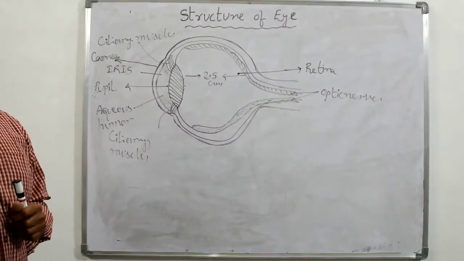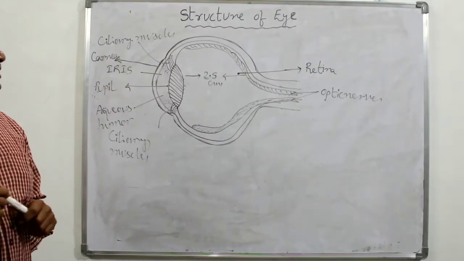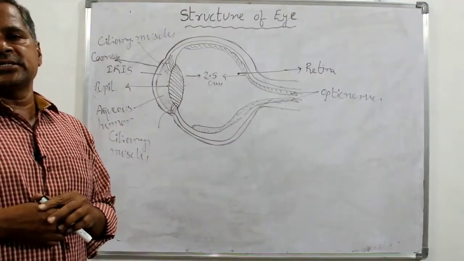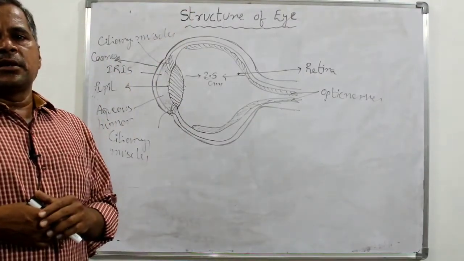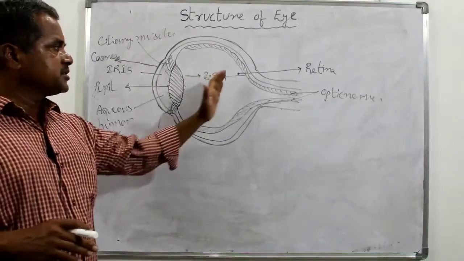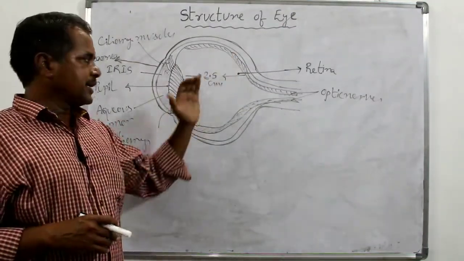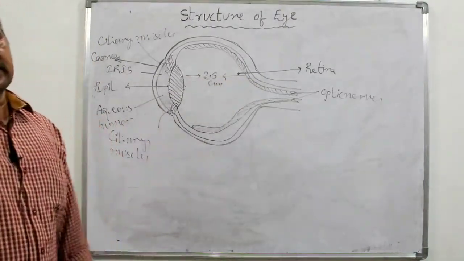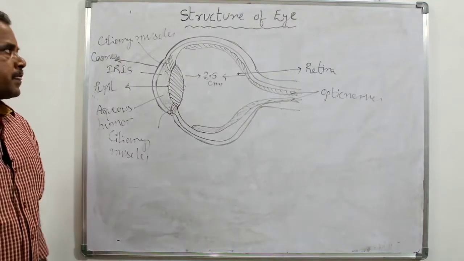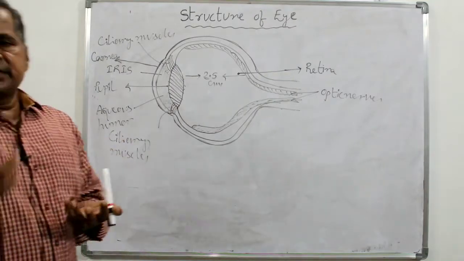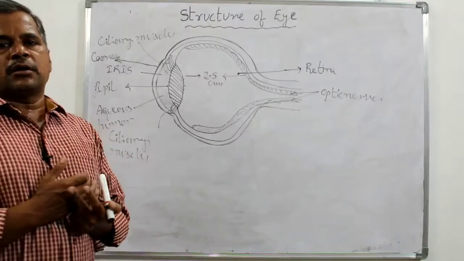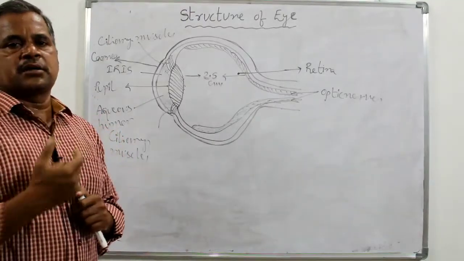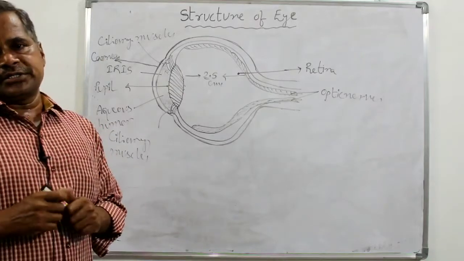So what is the purpose of the retina? When we see objects placed at far distances or near distances, in both cases the image is formed on the retina. The distance between the eye lens and the retina is only 2.5 centimeters. The eye is a very sensitive and important organ in the human being. It enables us to see all objects and all colors around us.